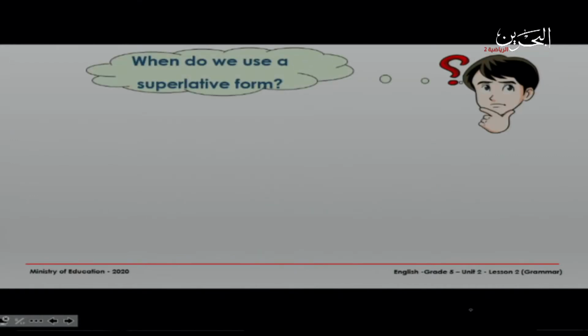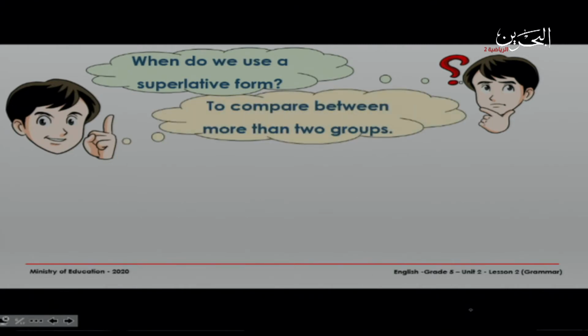When do we use a superlative form? We talked about the comparative form. How about the superlative form? Yes, very good. We use it to compare between more than two groups. For the comparative, we compare between only two groups. For superlative, you compare between more than two groups.